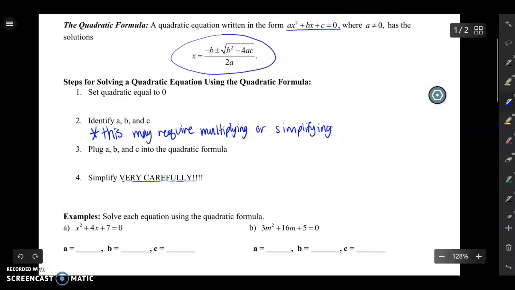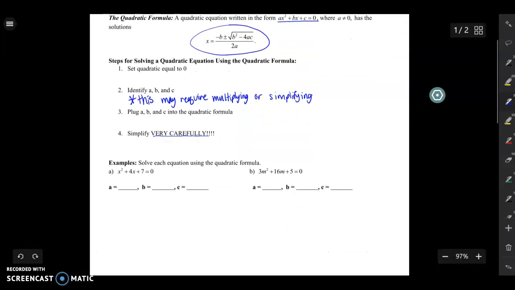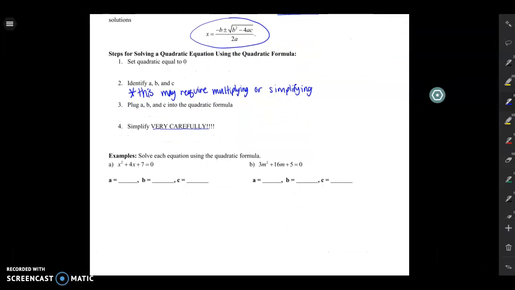So I'm going to zoom out so that we can see both the problem and the formula for this one. If I'm doing x squared plus 4x plus 7 equals 0, my first step is to set it equal to 0. Check. Then I'm going to identify a, b, and c. Luckily, this quadratic is in standard form already, so it'll be easy. The a is the number in front of your x squared, which is just a 1. The b is the number in front of your x, which is a 4. And the c is that last number at the end that doesn't have any x's with it. So we know a, b, and c.